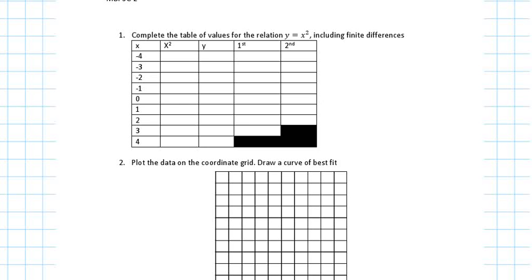Okay, so first thing that we're going to do is look at the parent function of all quadratics. The parent function of quadratic, which is like the root of everything, the base of everything, is y equals x squared. Okay, so that's the original graph. Everything that's quadratic originated from this one.